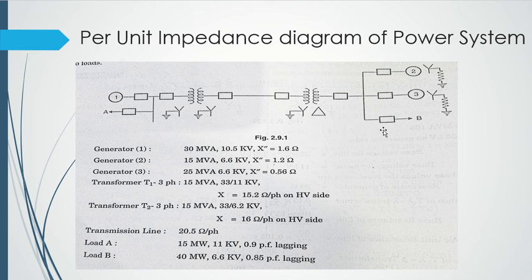Now let's come to the values of the given power system components. The first generator has a rating of 30 MVA. The second generator, which is connected over here, has 15 MVA, and the third generator has 25 MVA. The kV rating of generator 1 is 10.5. For generators 2 and 3 we have 6.6, and the reactances of all three respectively are 1.6 ohm, 1.2 ohm and 0.56 ohm.